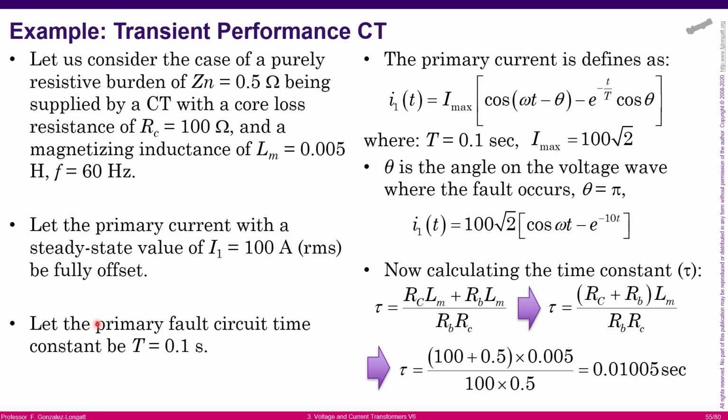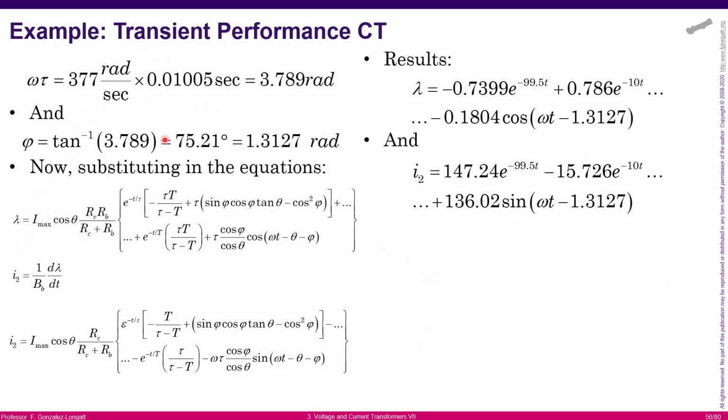We assume that the primary fault, I mean the decremental or the exponent that is decreasing over the time, has a time constant of 0.1, okay? Well, this is the numerical value for the current, the time domain representation of the current that is moving on the primary. Then we calculate the time constant related to the CT. Here we get the two expressions defining the flux linkage, and the secondary current. Okay, here is the expression for the flux linkage. Here is the expression for the secondary current.